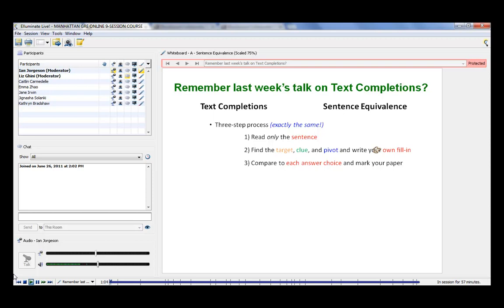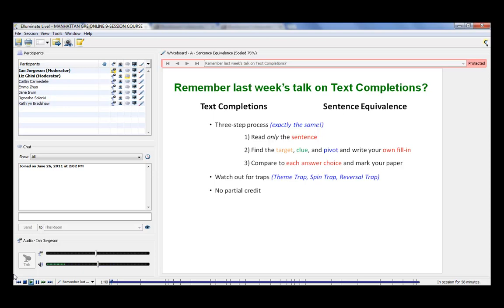And we want to take our time and write our own fill-in. In other words, we don't want to go back to the answers and plug them in and hope that one of them seems to work out well. Instead, we want to come up with our own fill-in based on the target, the clue, and the pivot, and then compare each of the answer choices back to that fill-in. That's the basic approach that we're taking with text completions, and it's also the approach that's going to work really well for sentence equivalence. And both types of problems have the same sorts of traps.